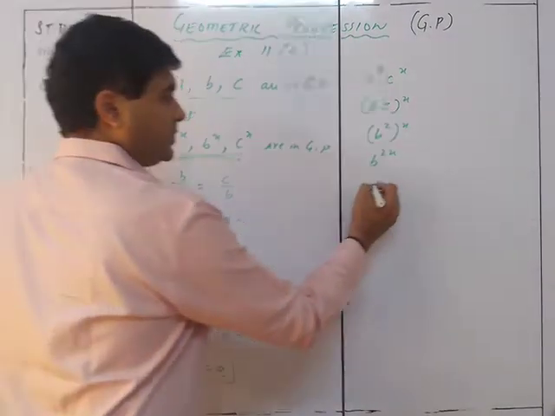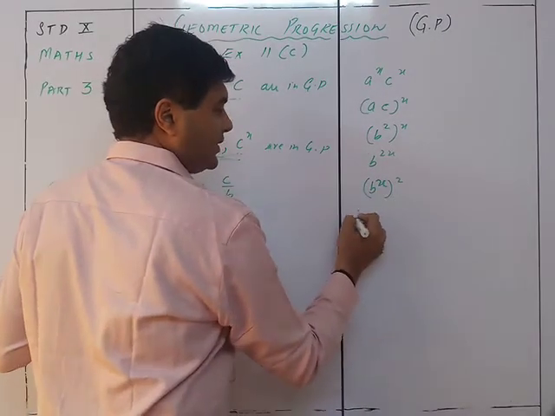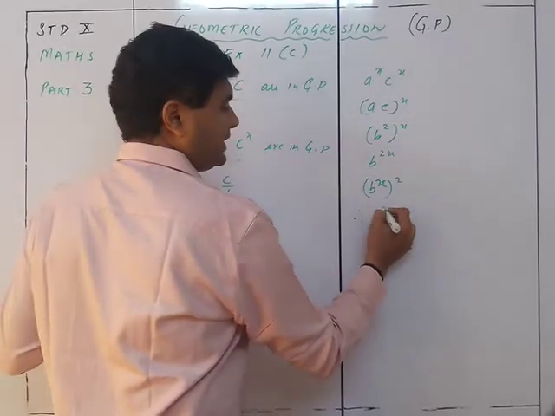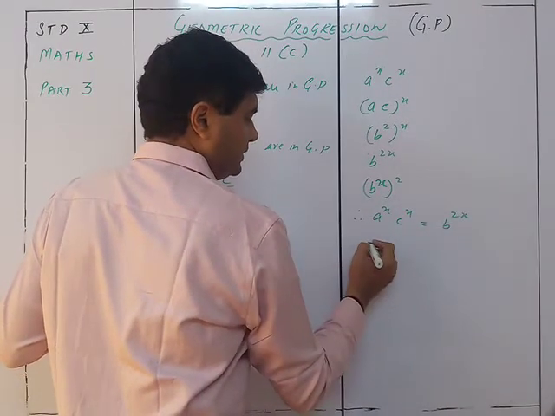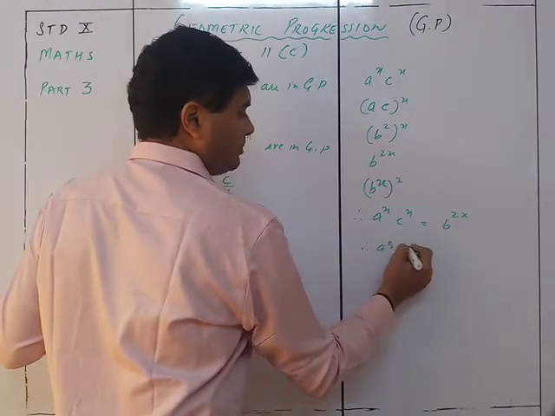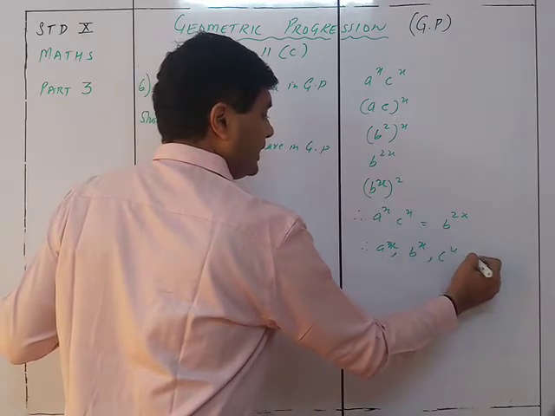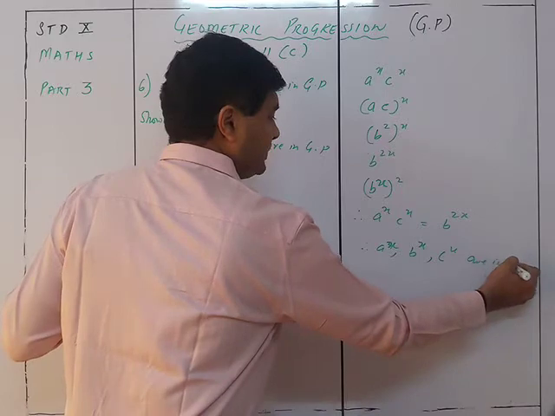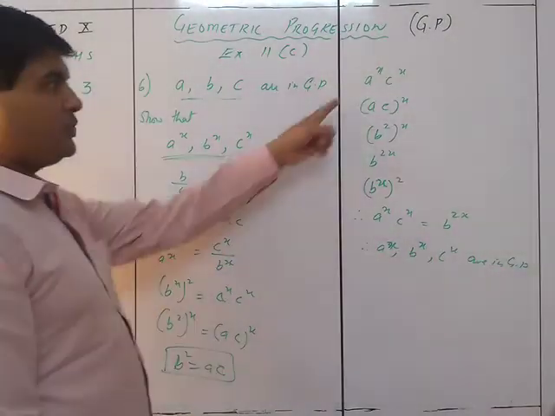B raised to 2x is nothing but B raised to x the whole square. So automatically, therefore, AX CX is equals to B 2x. Therefore, AX, B raised to x and C raised to x are in GP. So both methods are okay. You can also do it this way, or you can show it this way also.